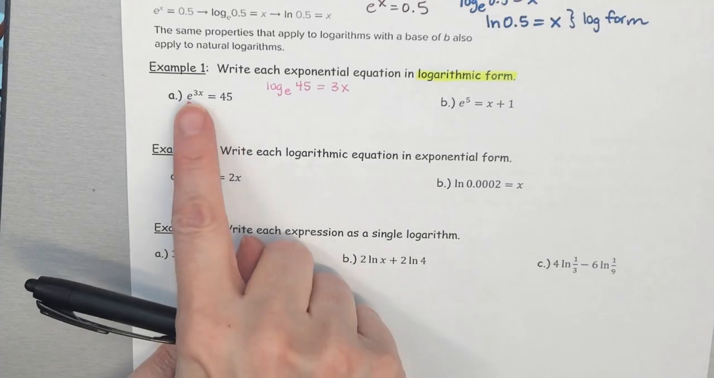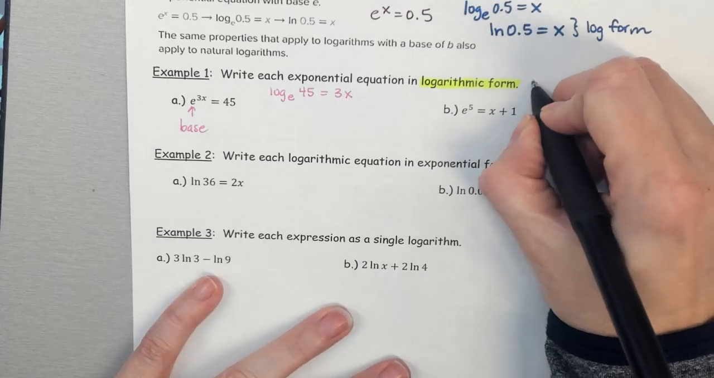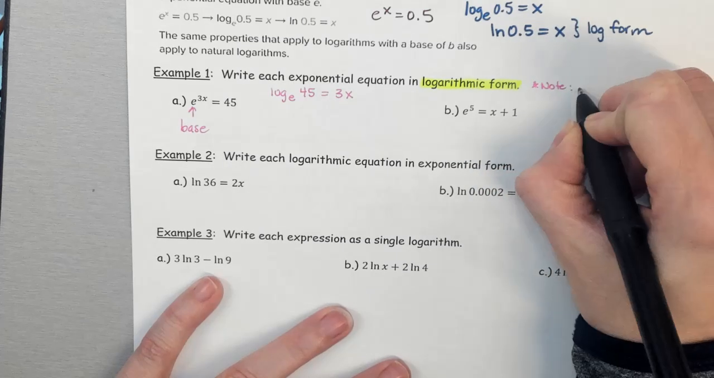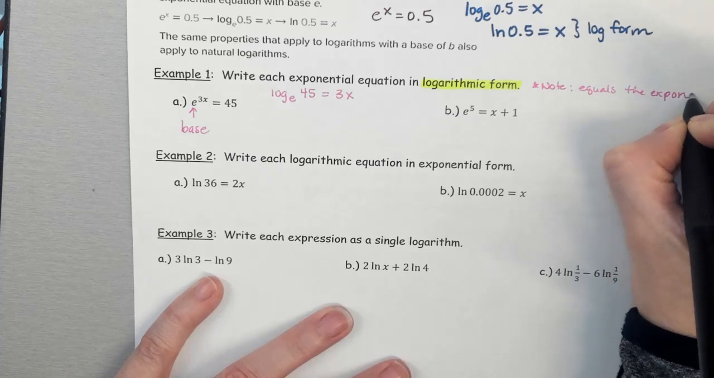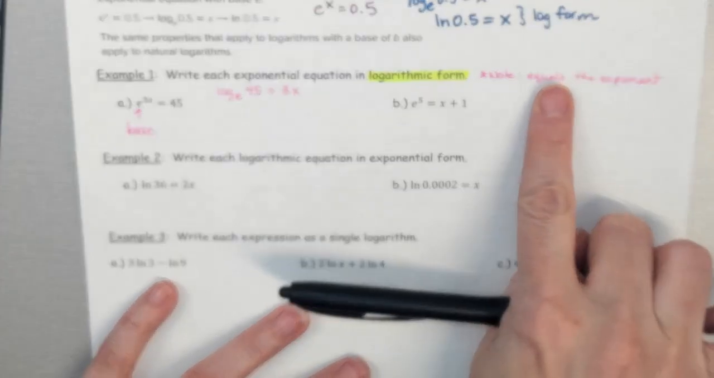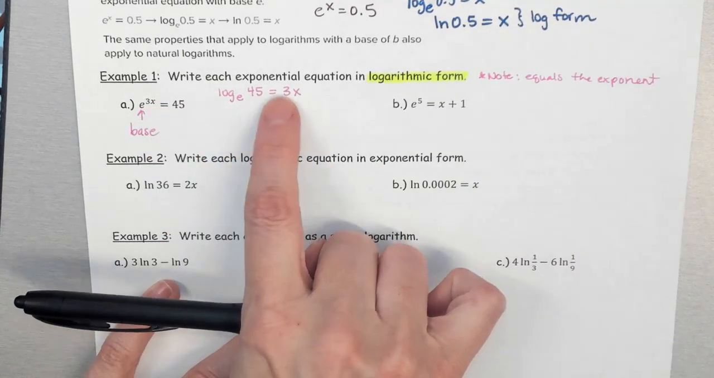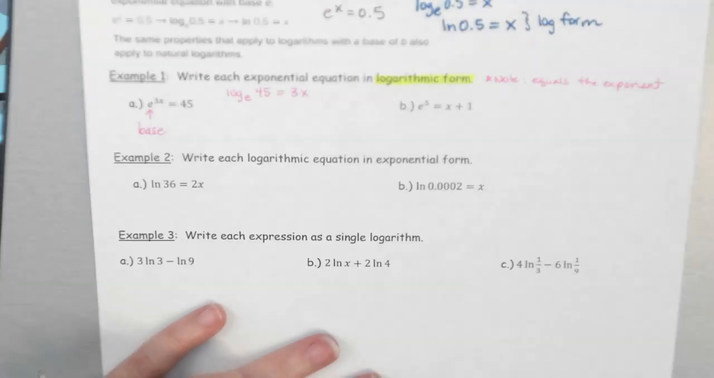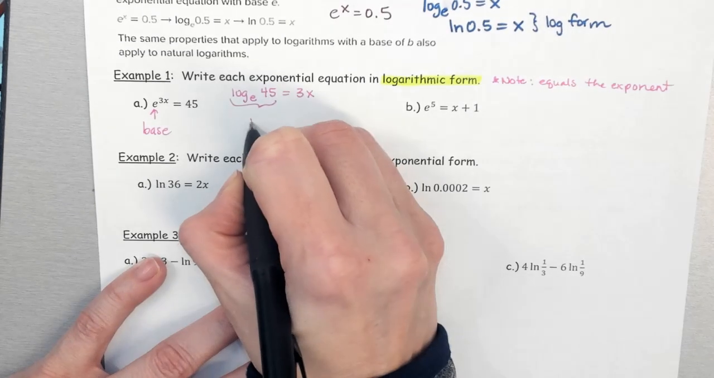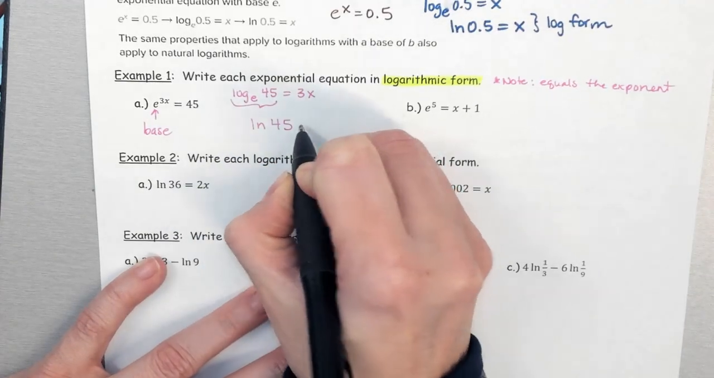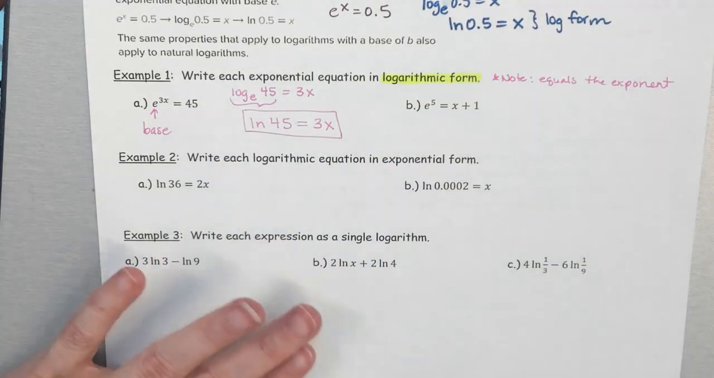Whenever I'm going from exponential to log, I always remember to myself that it equals the exponent. You guys can probably tell I like alliteration to help me remember things. So equals the exponent. If my exponent is 3x, I know I can set it equal to that. Instead of log base e, we just write that as the natural log of 45. So this is going to be your log form.